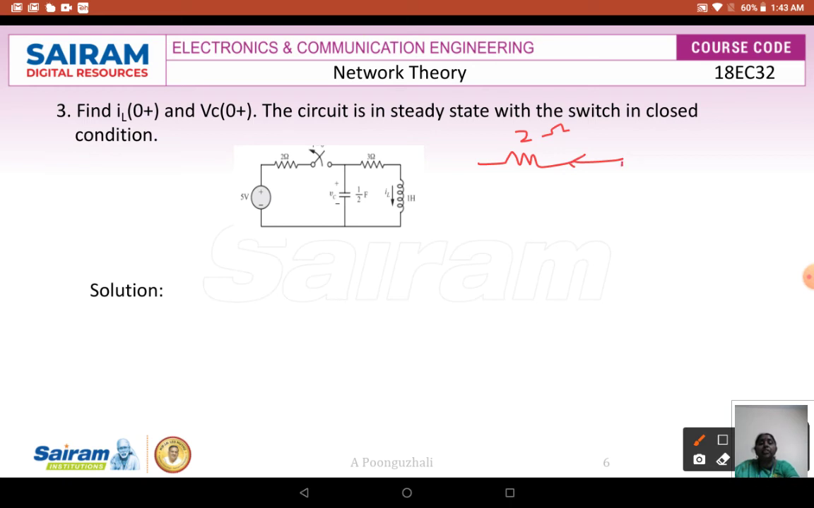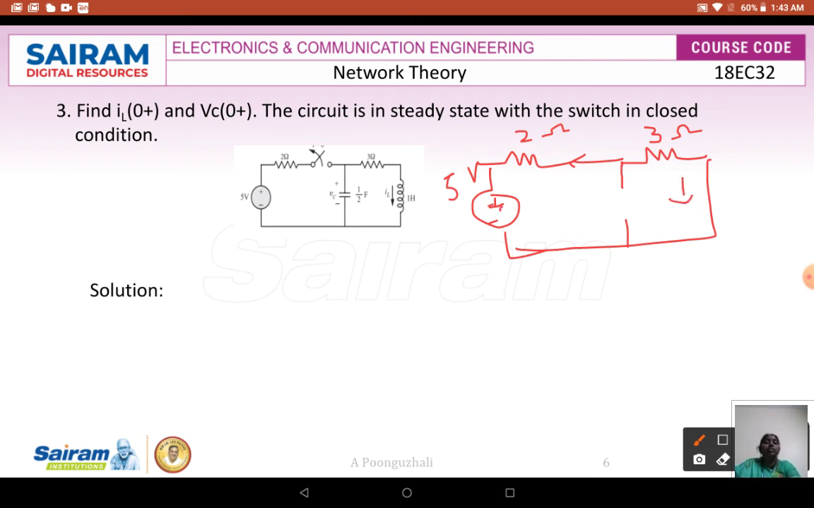Your capacitance is going to act like an open circuit in steady state. Then we have the resistance of 3 ohms, and your inductor is going to act like a short circuit. Here you have the voltage of 5 volts. Here the current is going to be your IL of 0 minus, your initial condition. So IL of 0 minus is the current that is going to flow through this inductor.